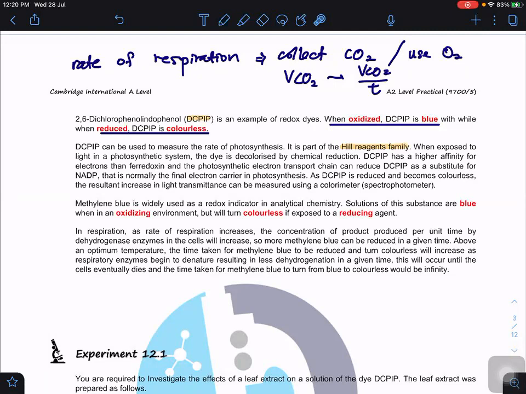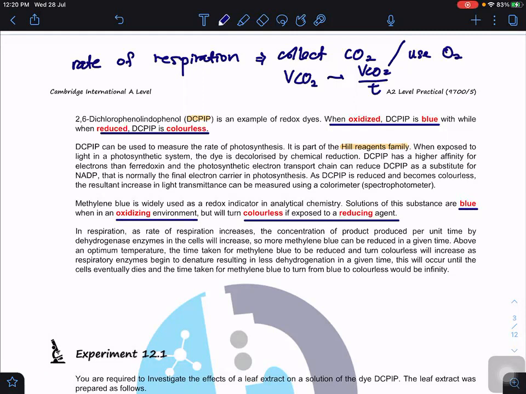After 5 minutes, we check the light transmittance, or light absorption. Or we can measure straightaway how fast the decolorization takes place. Methylene blue is also widely used as a redox indicator in analytical chemistry. The solution of this substance is blue when in the oxidized form, but turns colorless when exposed to a reducing agent.